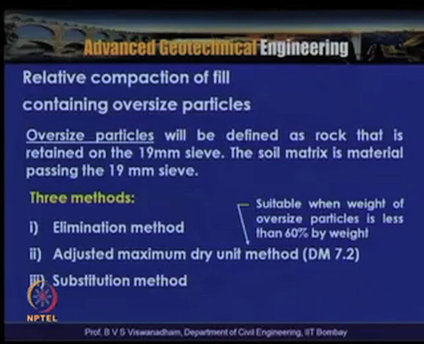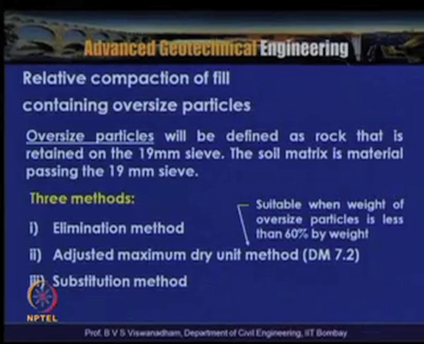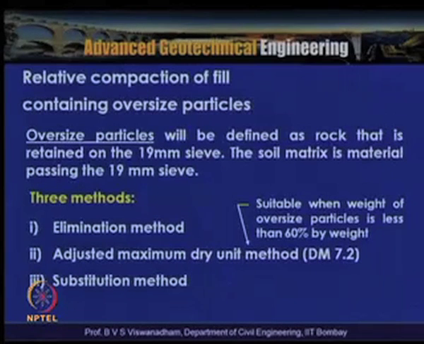In the majority of cases, we have situations where the relative compaction of fill containing oversized particles comes into the picture. Sometimes this needs to be corrected, otherwise the field densities measured can be misleading. Oversized particles are defined here as the rock that is retained on the 19 mm sieve. The soil matrix is the material passing the 19 mm sieve. The fraction retained on the 19 mm sieve is called the fraction of oversized particles.